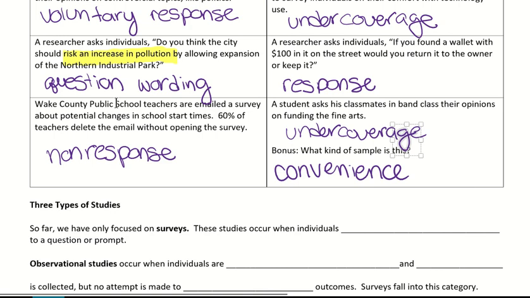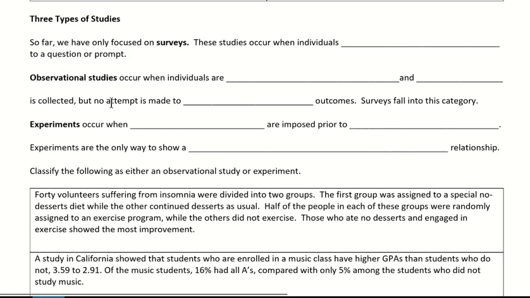All right. So we're going to switch gears a little bit at the end of this. So far, we focused on surveys. And surveys occur when individuals respond to a question or a prompt. But surveys aren't the only way to collect data. There's other ways as well. We're going to look at two other ways to collect data in addition to surveys.